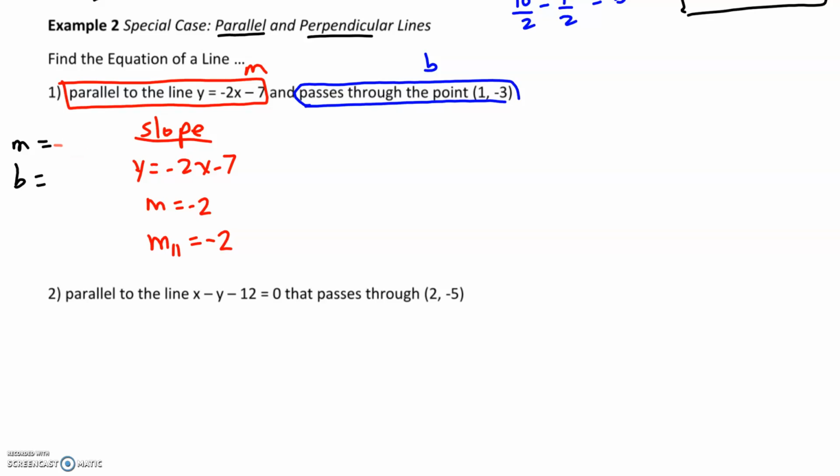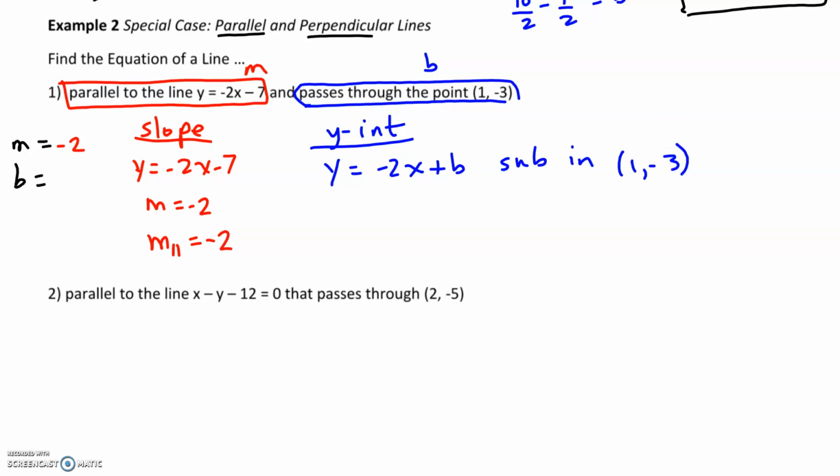And now we're going to figure out the y-intercept. So I know that I have so far y equals -2x plus b. I'm going to sub in a point. So (1, -3) is the point they gave me. I have my x value and my y value. So -3 goes where y is, and 1 goes where x is. So I'm going to go ahead and solve. -2 times 1 is -2. I'll add 2 to both sides.